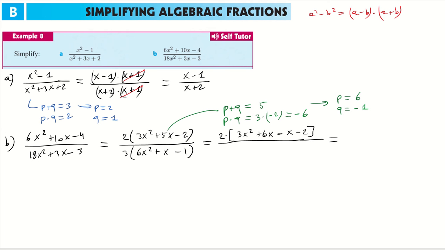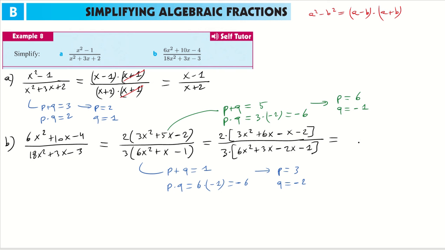We do the same in the denominator. So we have to split up the middle term. P plus q is equal to 1, and p times q is equal to 6 times negative 1. So that is equal to negative 6. So we need two numbers. The sum must be equal to 1, and the product must be equal to negative 6. That is the case when one of the numbers is equal to 3 and the other one is equal to negative 2. 3 plus negative 2 is 1. 3 times negative 2 is negative 6. So that becomes 3 times, between brackets, 6x squared plus 3x minus 2x minus 1.